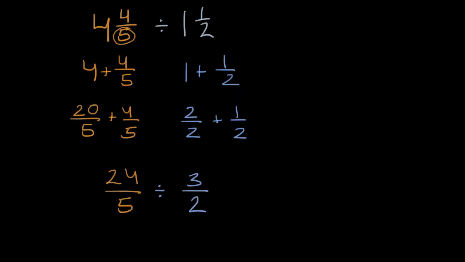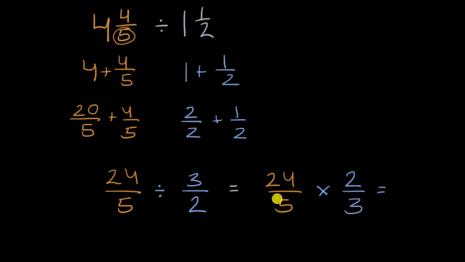And now the key realization is that that is the same thing as 24/5 times the reciprocal of 3 halves. So times, pause the video, what's the reciprocal of 3 halves? Well, the reciprocal of 3 halves, you just swap the numerator and the denominator, is going to be 2 over 3.